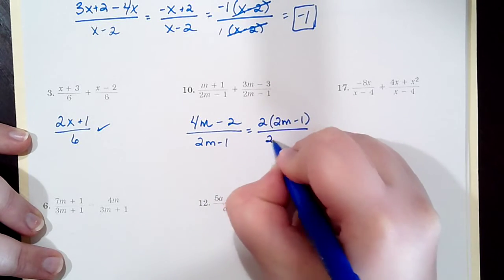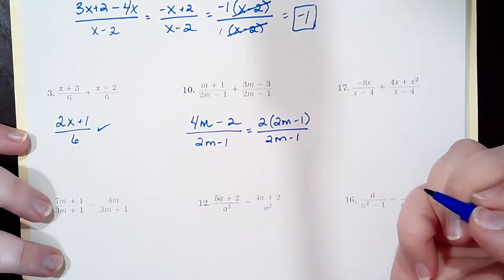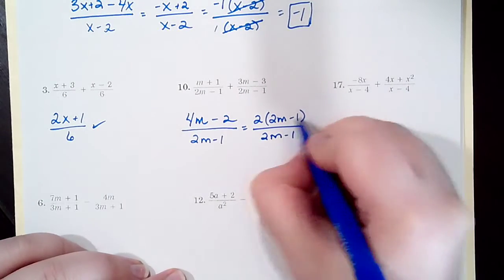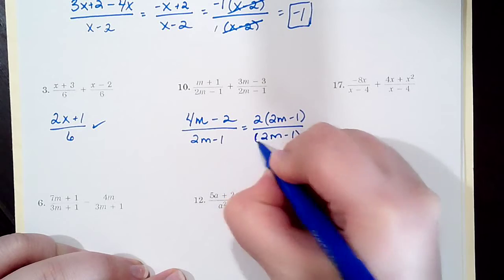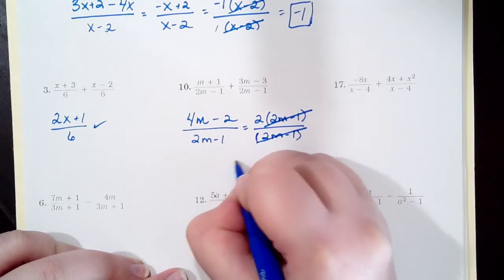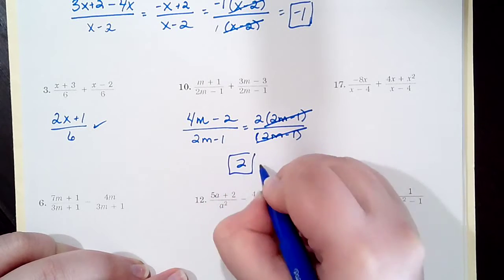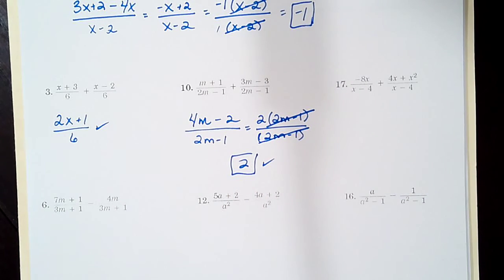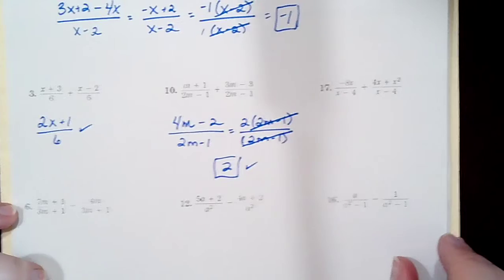I'm really glad that I tried that, even if it hadn't worked. Fortunately, it did work, because now I see that it has a 2m minus 1 on top and on bottom, which when I reduce, gives me an answer of 2. I like that. Let's keep going.